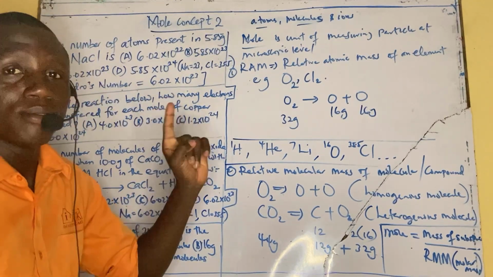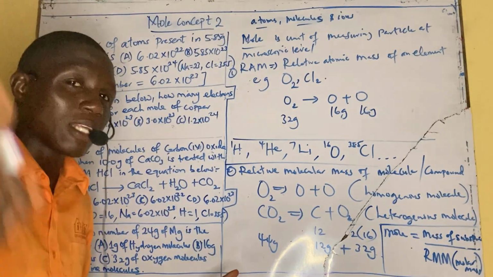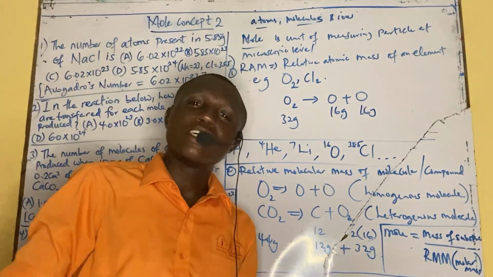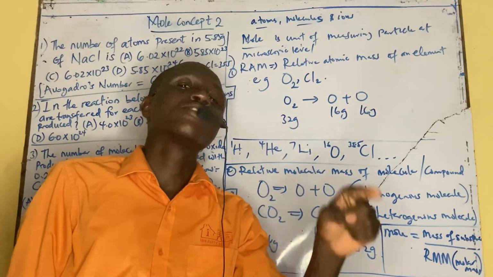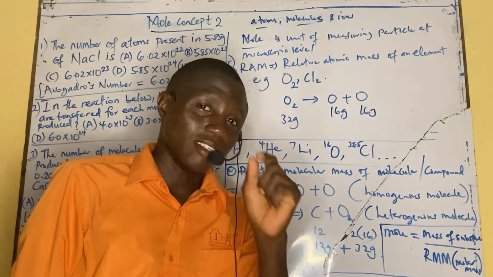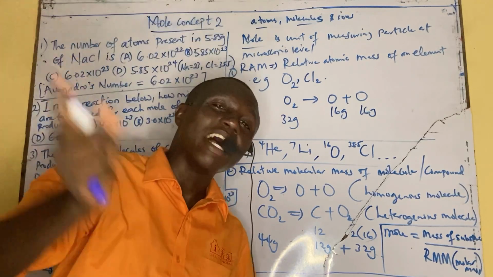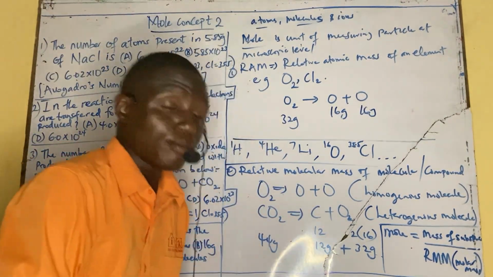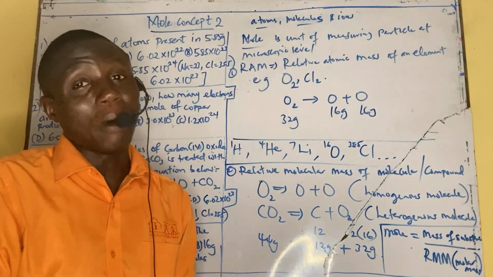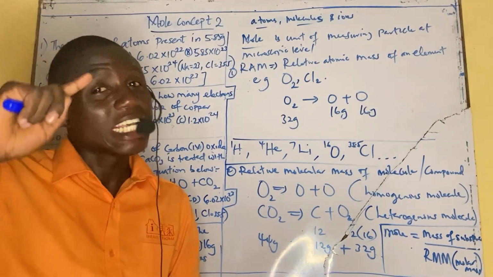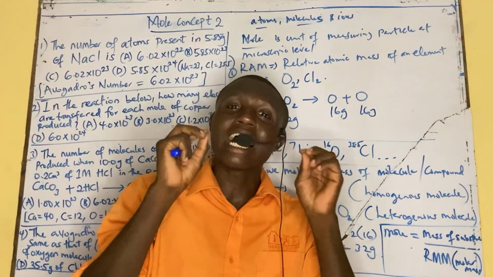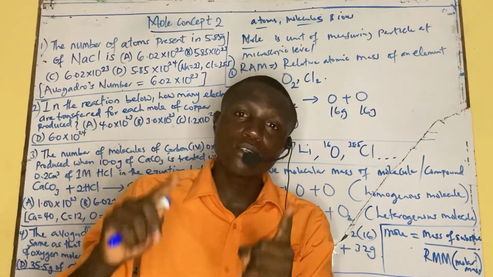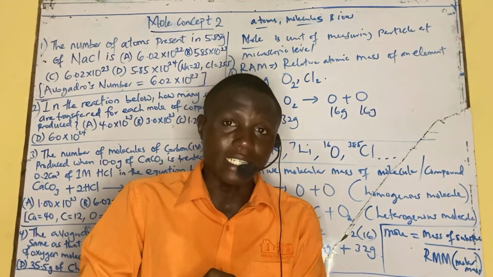1 mole of any given substance is equal to 6.02 times 10 to the power 23, Avogadro's constant. Note that it's very, very important. 1 mole of any substance, whether it is oxygen, whether it is chlorine, whether it is any compound, 1 mole of that substance is equivalent to Avogadro's number, which is also known as Avogadro's constant, 6.02 times 10 to the power 23.